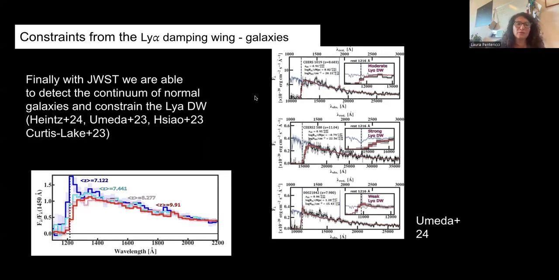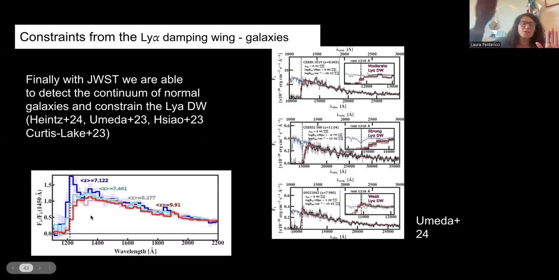This was an exercise done a couple of years ago now, where people stacked together the spectra of galaxies at redshift 7.1, 7.44, 8.2. You see here in the left plot that, for example, the blue stack is the one at low redshift, and the red stack is the one at higher redshift, 9.9.